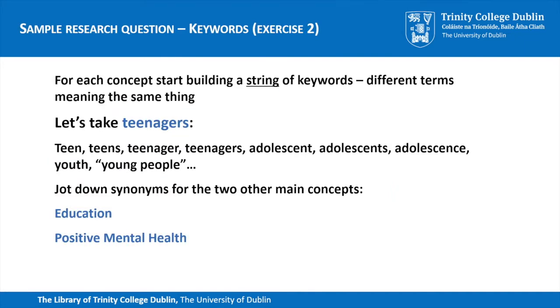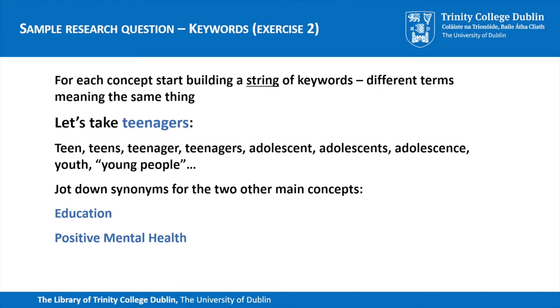Here we give you some of the things that you might use instead of just the term teenagers. So even with teenagers, you can see that you could have the singular of that, teenager, or teen or teens, and then it's completely different synonyms, things which mean the same thing, which could be used instead of it, such as youth or adolescent or adolescence.